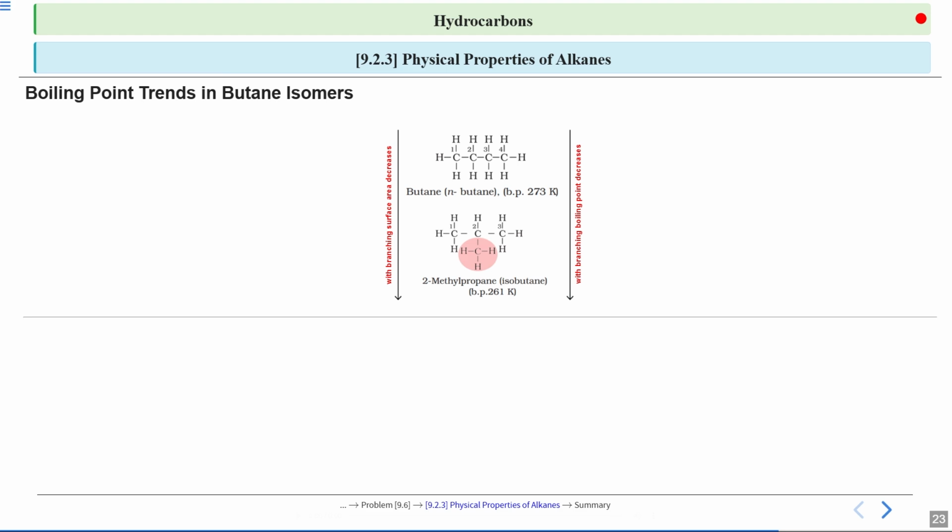For that, we are branching one of the straight carbons onto the longest chain in the middle carbon, right? So that will create 2-methyl propane. As a result of this branching, the boiling point of the compound has decreased. It has gone from 273 Kelvin to 261 Kelvin. So you can say that with increase in branching, the surface area of the molecule decreases, and hence the boiling point decreases because of the decreased van der Waals force.